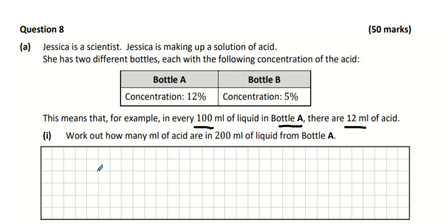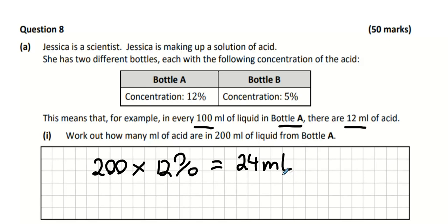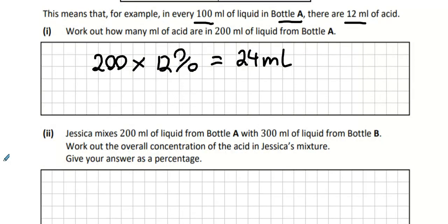Okay, 200 milliliters, and how much of it is acid again? 12% of it is acid. Multiply it out and you'll get 24 milliliters. Okay? Because 12% of it is acid. What did you want from me next?